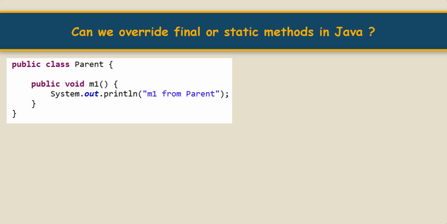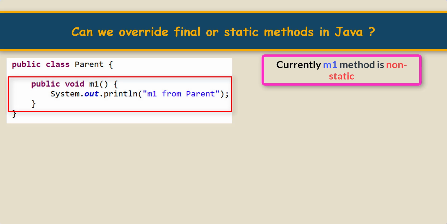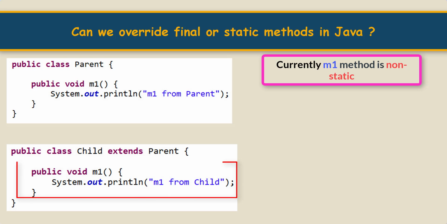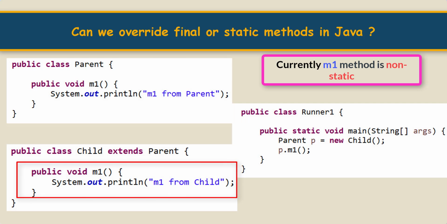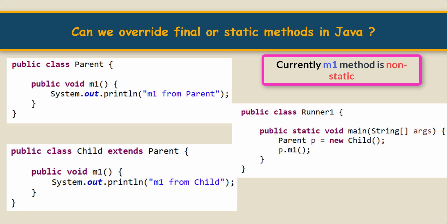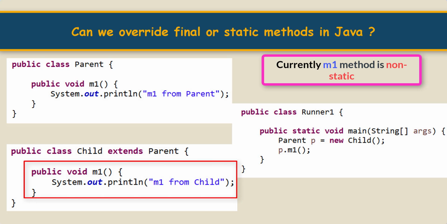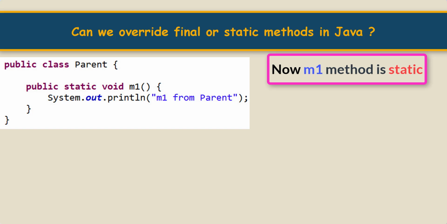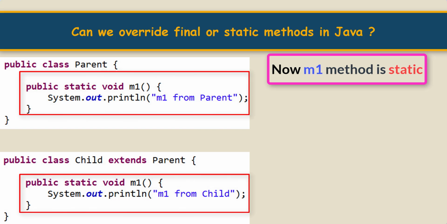For example, let's say in the parent class we added this m1 method, which is non-static for now. In order to override this m1 method in the child class, I have to use the same method signature. For the combination of parent reference and child object, the JVM first checks whether m1 is overridden in the child class or not. Currently m1 is non-static, so it is going to execute m1 from the child class as per the overriding concept. Now I am going to change this m1 method from non-static to static: public static m1 in the parent class, and in the child also public static m1.